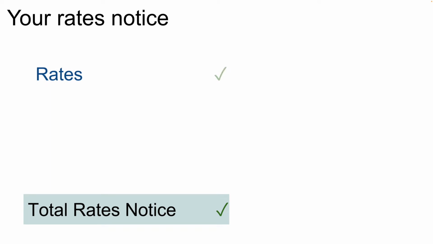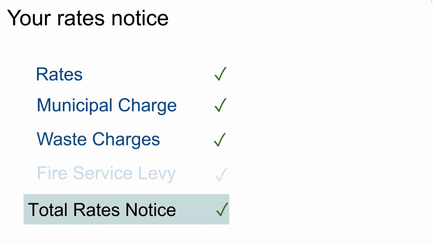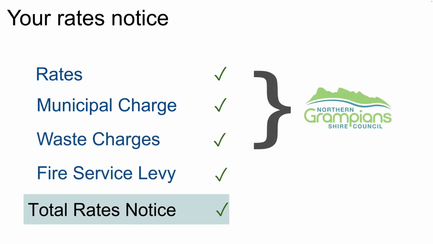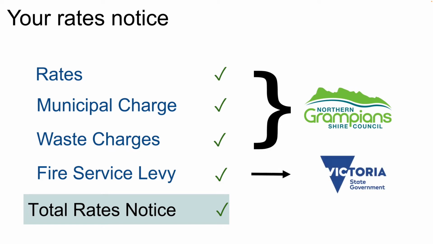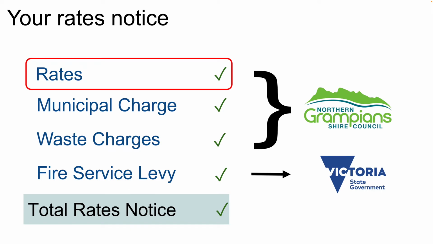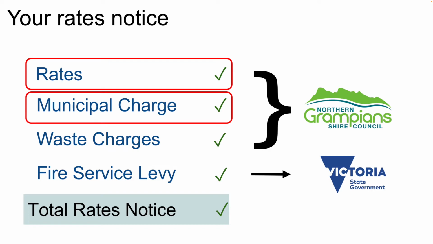So now let's have a look at your rates notice. The composition of the total rates notice is made up of rates, a fixed charge called the municipal charge. We also have waste charges, and there's a fire service levy. The first three of these charges are determined by the Northern Grampian Shire. The fire service levy is a levy that's imposed by the state government of Victoria. We collect it on their behalf and forward the money to them. This discussion is about rates and the municipal charge.